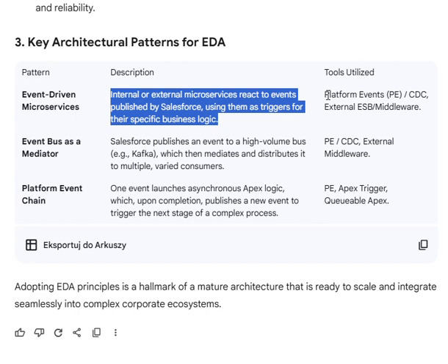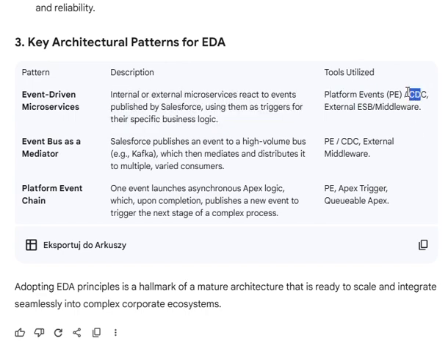The tools for that might be platform events or change data capture or an external ESB or middleware. Then, event bus as a mediator. Salesforce publishes an event to a high volume bus, like for example Kafka, which then mediates and distributes it to multiple varied consumers. So we could use external middleware, change data capture, or platform events.